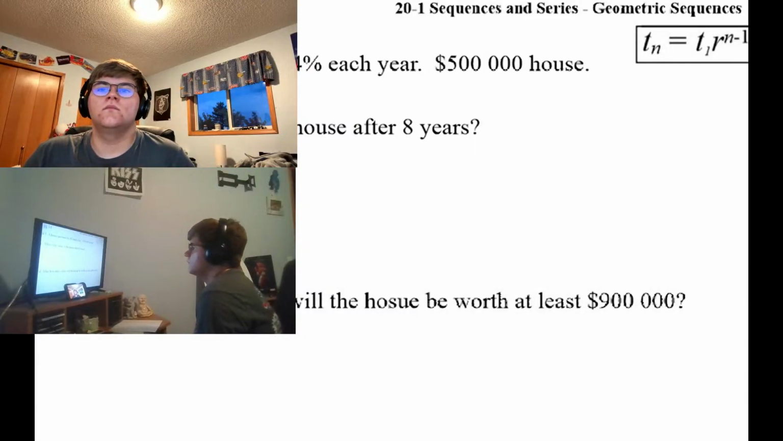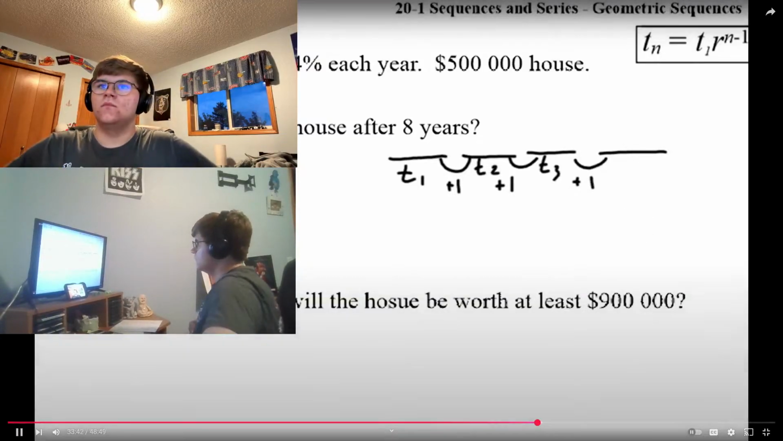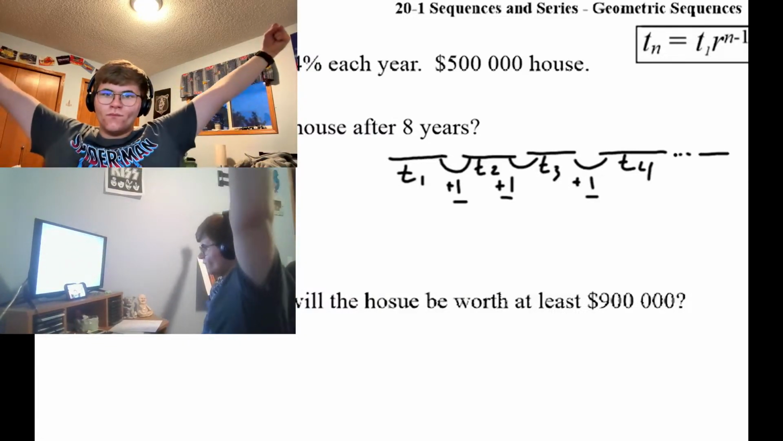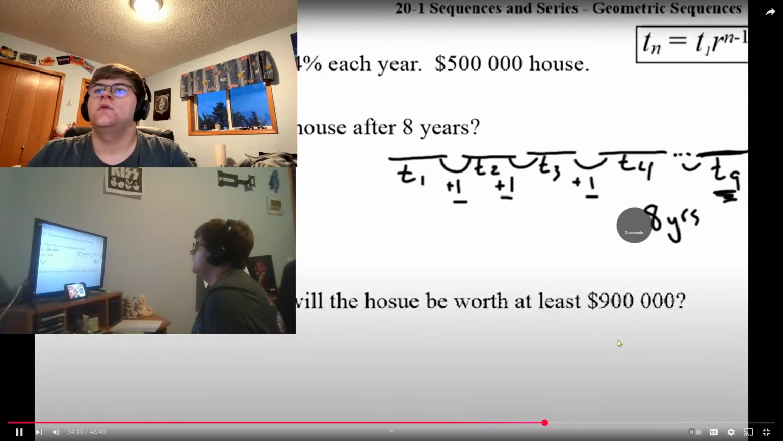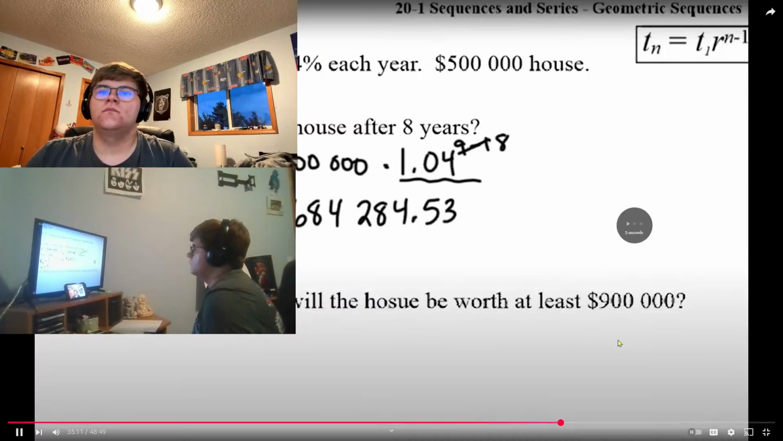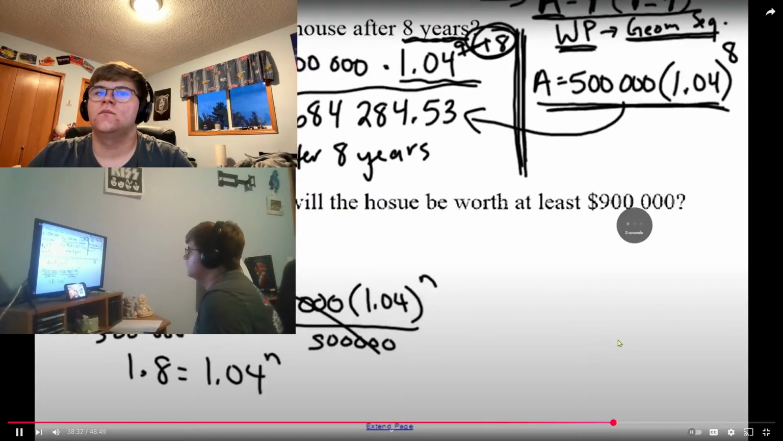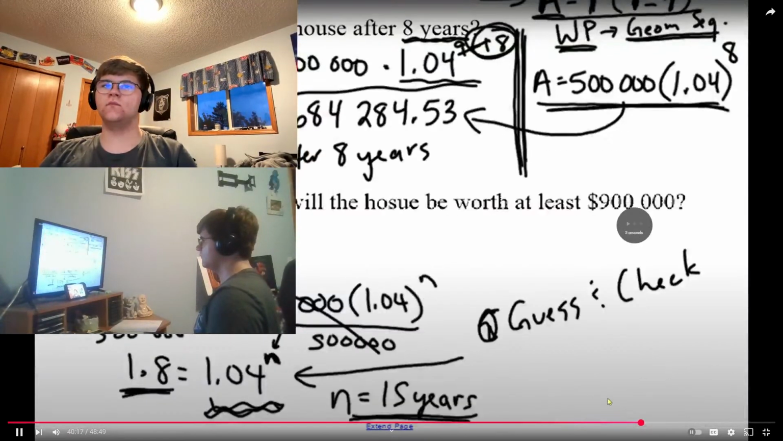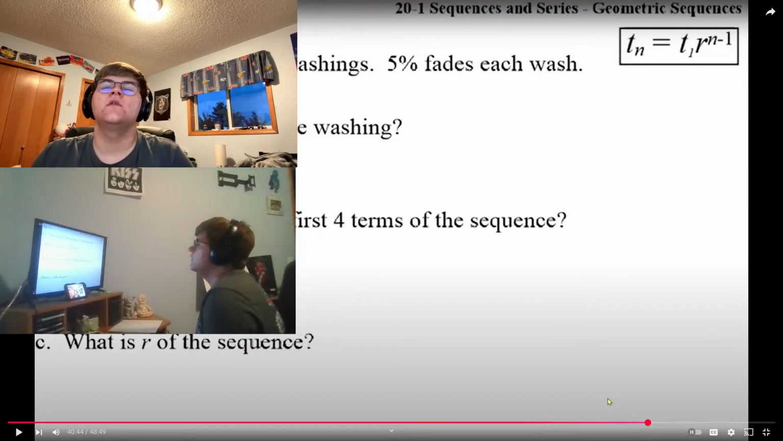Well, again, we have to be careful what we're using, because what do we know? Term 2, we're adding it for 1 year. Term 3 is after 2 years. Term 4 is after 3 years. So eventually, after 8 years, we'll be on term T9. So 5% change.